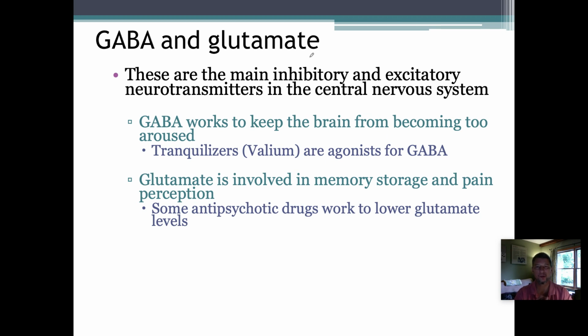Glutamate allows you to detect pain, and it's involved in memory storage. And psychosis sometimes is triggering memories that are either false or overblown. And so antipsychotic drugs actually bring the level of glutamate down in the body.